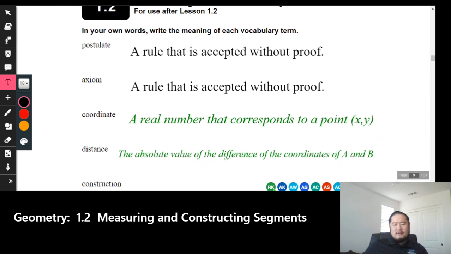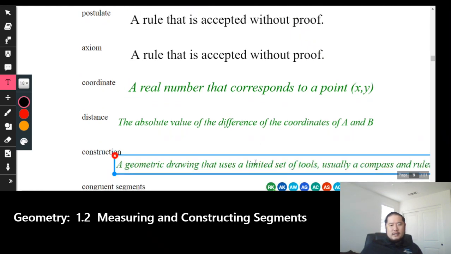The distance is the absolute value of the difference of the coordinates of A and B. So if I want to figure out the distance between 2 points on a number line, you'll take whatever A is and B, subtract them, and take the absolute value of it. Now we also have the distance formula, and we use that when we have two coordinates and we want to find the distance between them. That's something that you should have seen in Algebra 1. We'll take a look at it again a little bit later in this lesson as well.